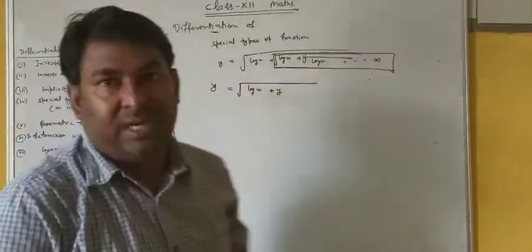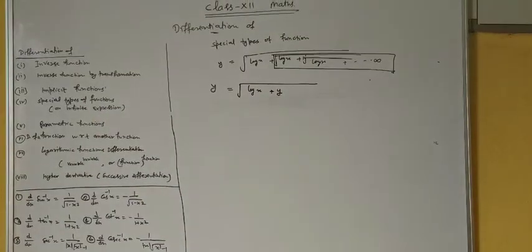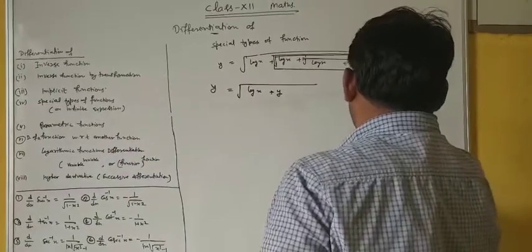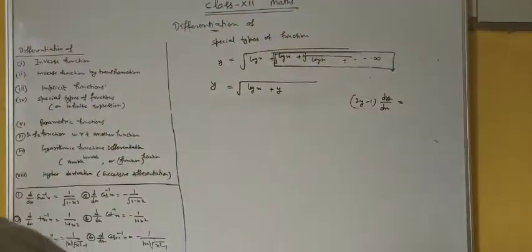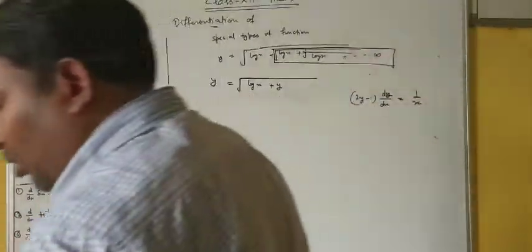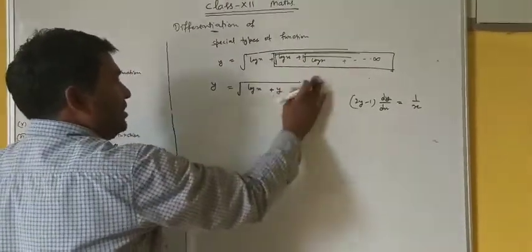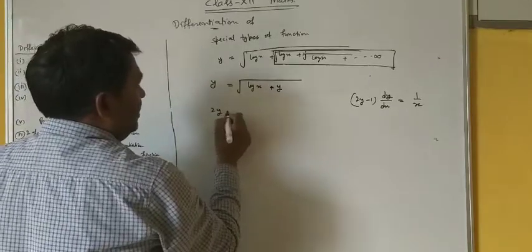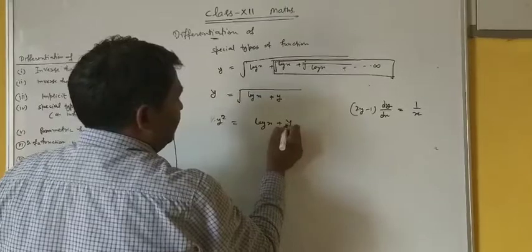Now your question is that if you are given y is equal to this, then prove that 2y minus 1 dy by dx is equal to 1 by x. So how will you prove? Just see, here only was the trick. Otherwise you can differentiate. How will you differentiate? Squaring both sides. Y square is equal to log x plus y.